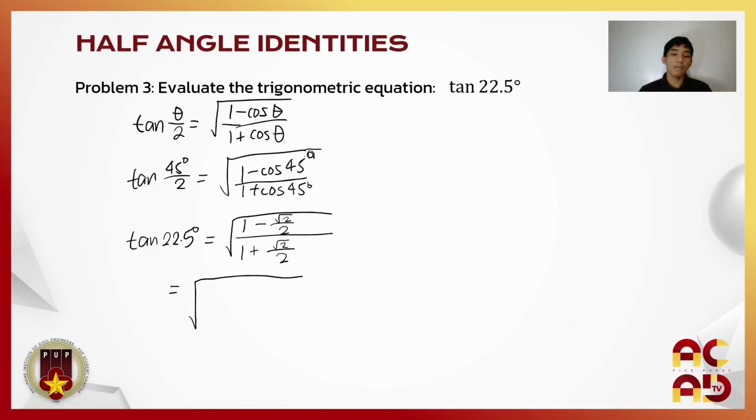1, yung 1, pwede natin siyang i-rewrite as 2 over 2. And then, just copy minus the square root of 2. And then, pwede rin natin maisulat itong 1 dito as 2 over 2 and then plus the square root of 2. So, dahil pareha silang may denominator na 2, pwede na natin yung ma-cancel out. So, ito ay magiging 2 minus the square root of 2 all over 2 plus the square root of 2. So, dito, pwede pa natin itong i-simplify.